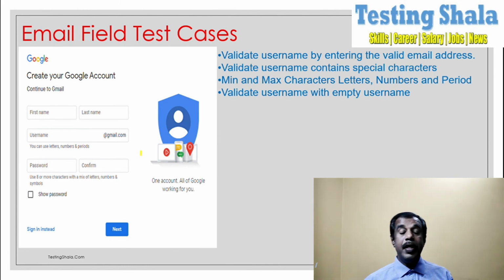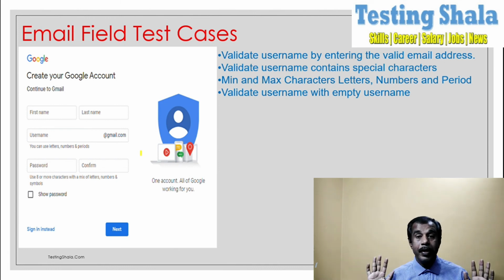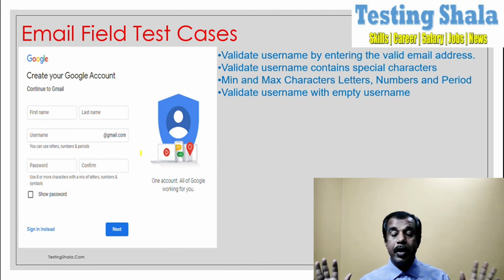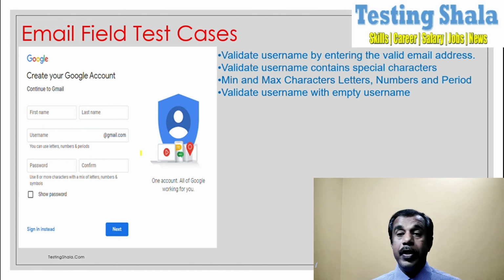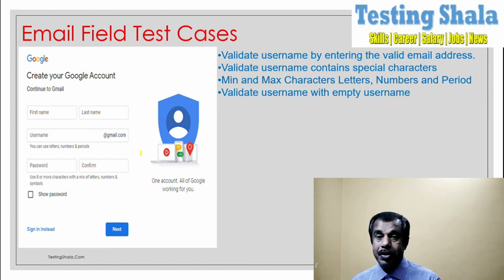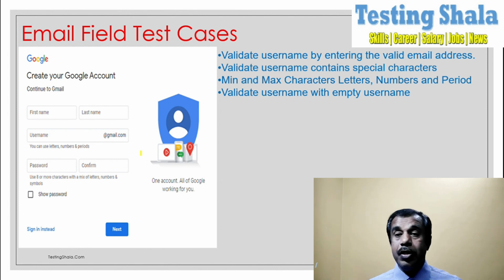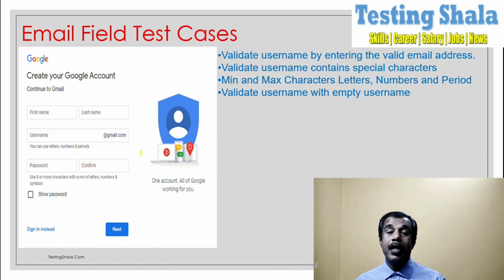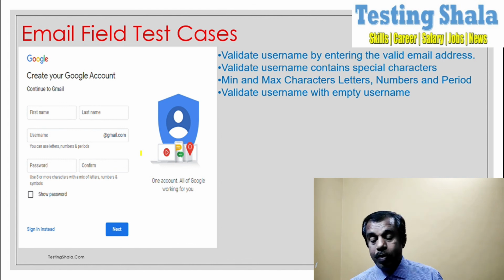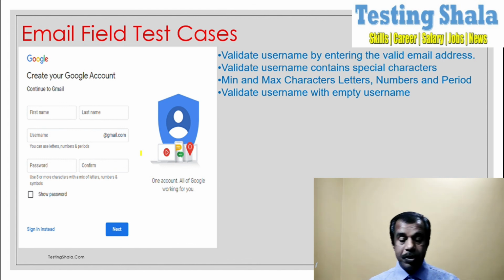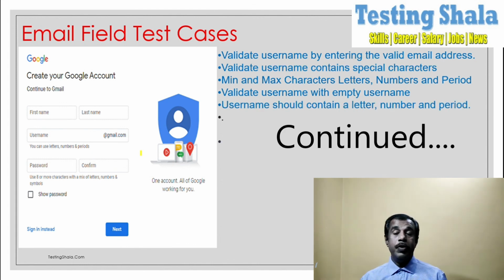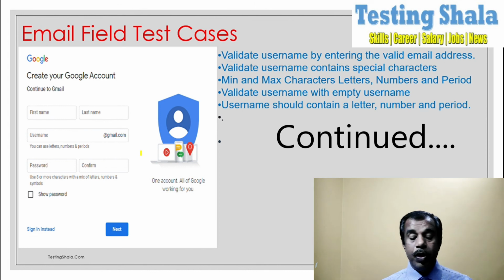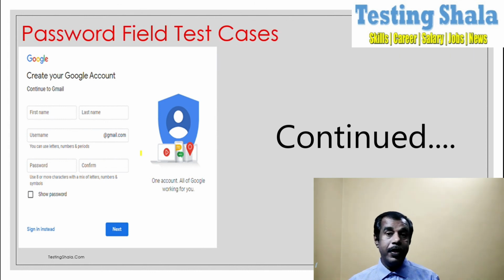Then you should also validate, let's say I'm not going to give any username. I'm not going to enter anything in this field, how does it react? You should throw an error message, because you cannot just keep the username empty and ask Google to create an account. That is not possible. So that error message you should validate. Now you are able to get an idea of what test cases you can write for username. Then we will move on to the password field test cases.